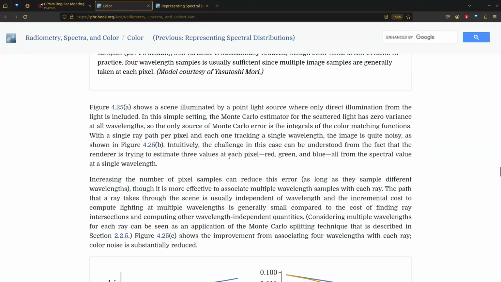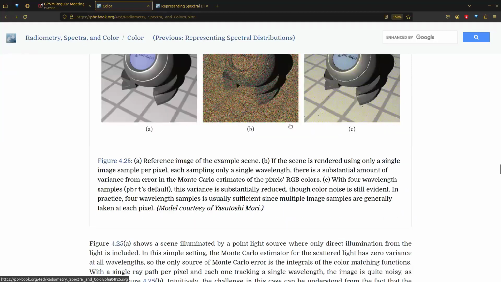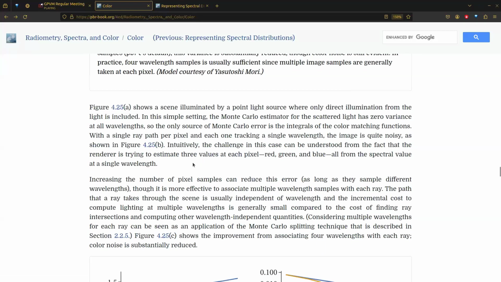Intuitively, the challenge can be understood from the fact that the renderer is trying to estimate 3 values at each pixel, the red, green, and blue, and we're trying to get that from the spectral value. In B, you're trying to derive that from a single wavelength, where in C, you've got more data to look at to match it. Increasing the number of pixel samples can reduce this error, though it is more effective to associate multiple wavelength samples with each ray.